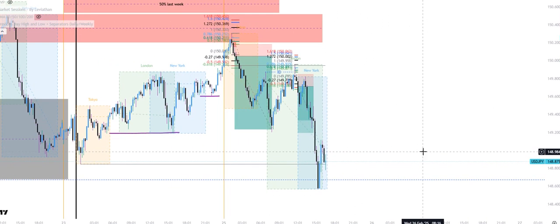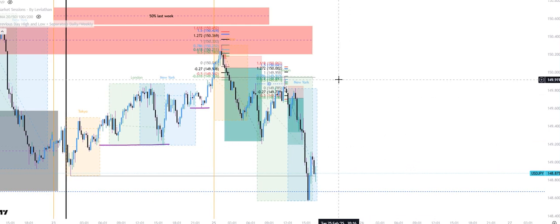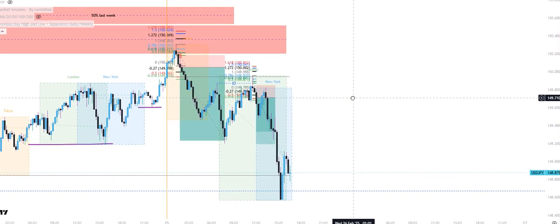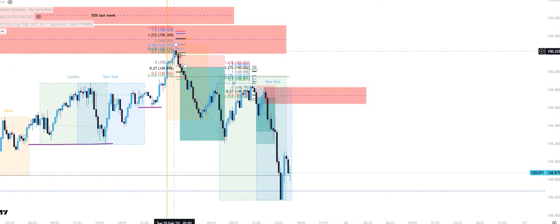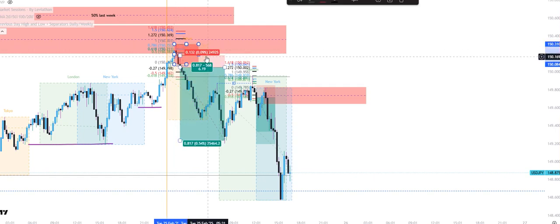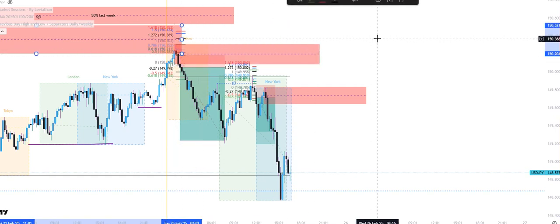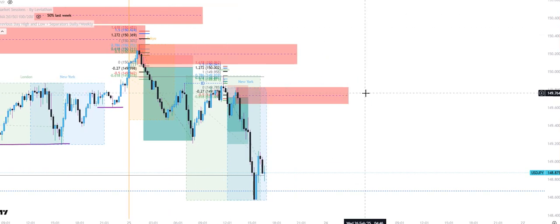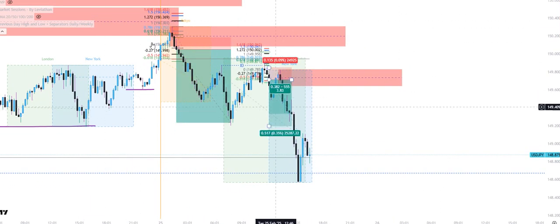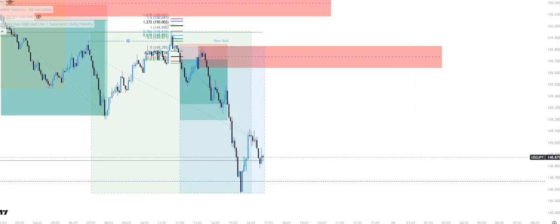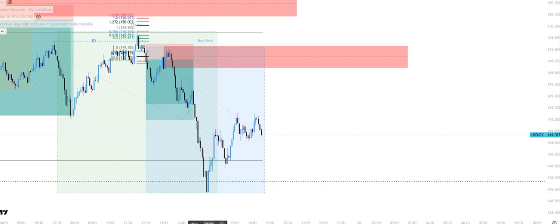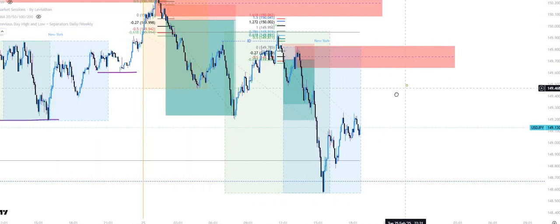Now where else do we have zone of interest? Where else do we have zone of interest? So I can see that we have one here. Okay, and then the top one. Okay, so these are the points that we have. This point, this point. Okay. Alright, let's take a look on the 5-minute time frame. Okay, so if price comes to this zone, I may be looking to short.